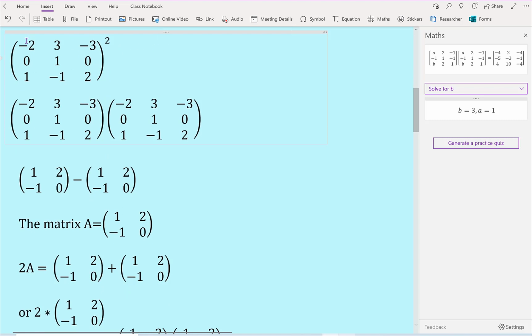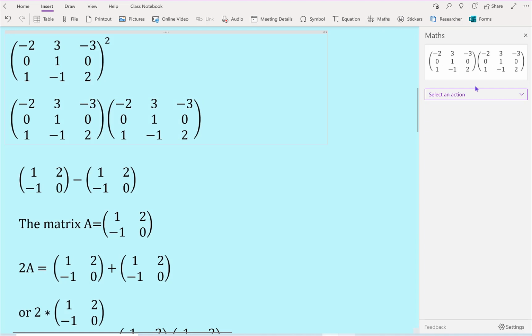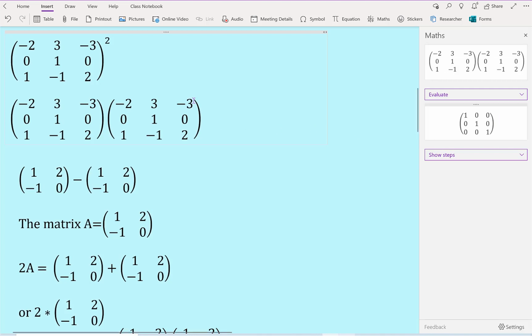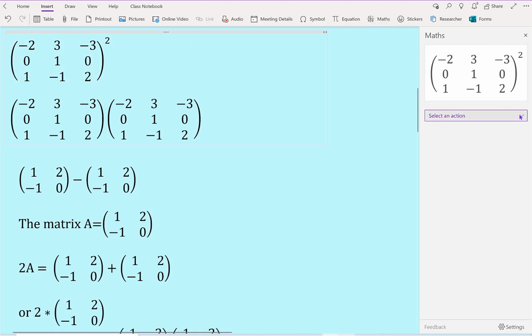Right, as we know, this matrix to the power of 2 is the same as this matrix times this matrix again. I'm just checking the result to make sure it does pick up the correct answer. So when I evaluate, it gives me the identity. So it should be the same when I press the math button for this matrix. Evaluate, yeah, it does give me the identity.